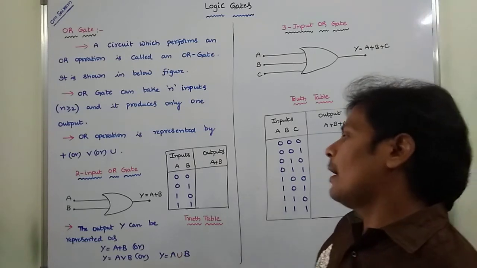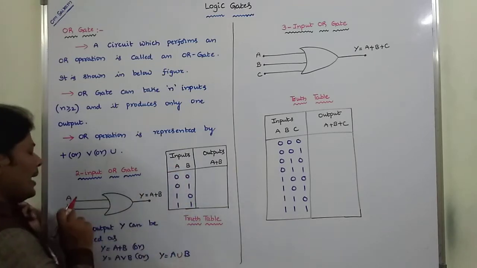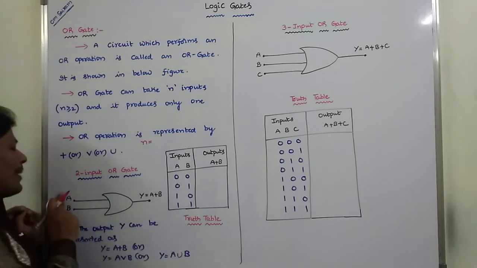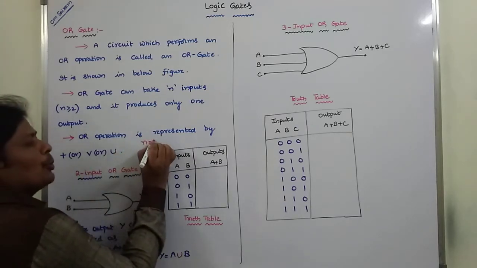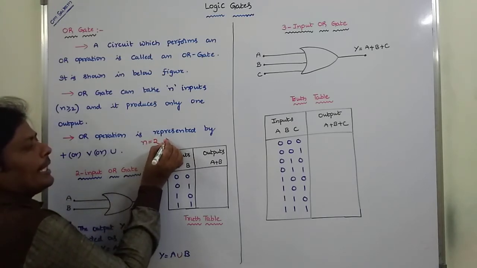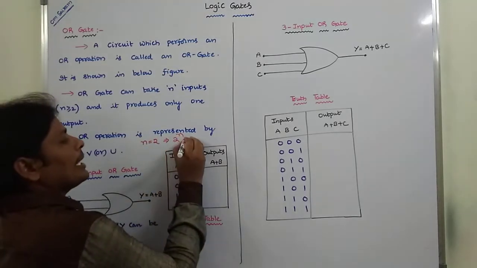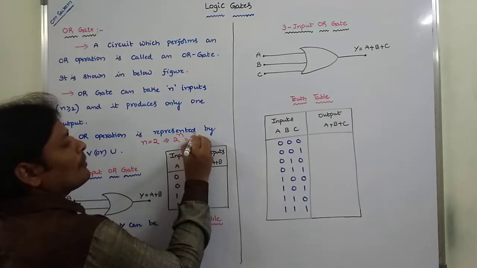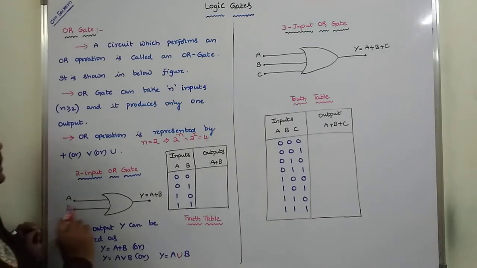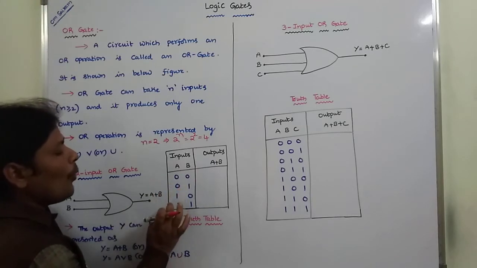Next, how are we getting the output? So these are the inputs. Here n is equal to 2, where n is nothing but the number of inputs. How many inputs are there? 2 inputs are there. So by using these 2 inputs, we get 2 power n possible input combinations. Here n is equal to 2, so that is 2 power 2, equal to 4 possibilities of 2 inputs. Those 4 possibilities are 00, 01, 10, 11.